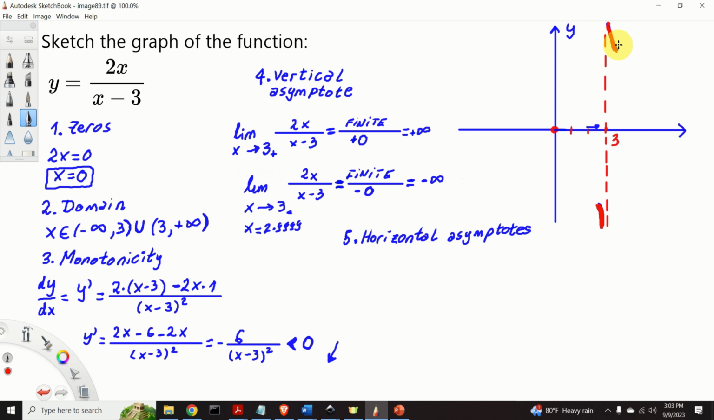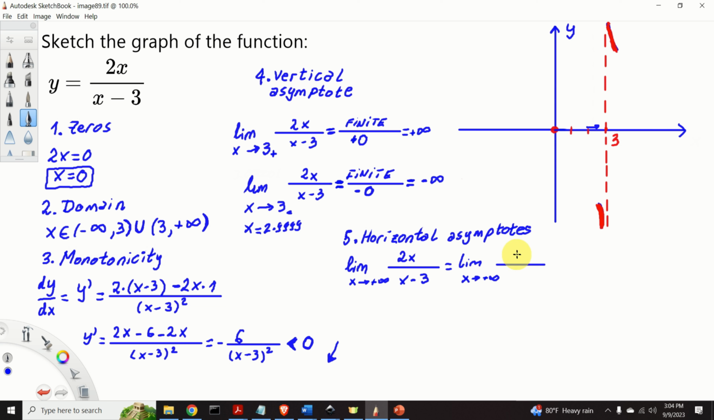The next step is to determine horizontal asymptotes. To determine the horizontal asymptote, we need to evaluate these limits. First of all, we need to see what happens when x goes to plus infinity. What happens with this function? Let's see. We have 2x over x minus 3. To evaluate this limit, we will divide the numerator and denominator by x.